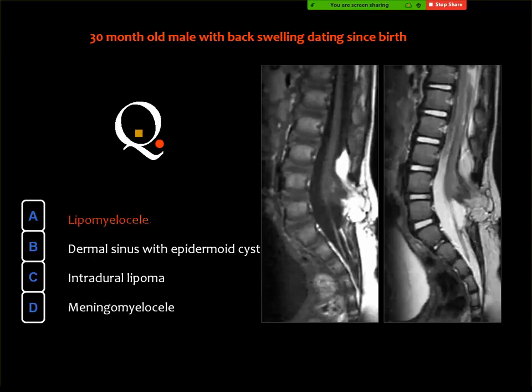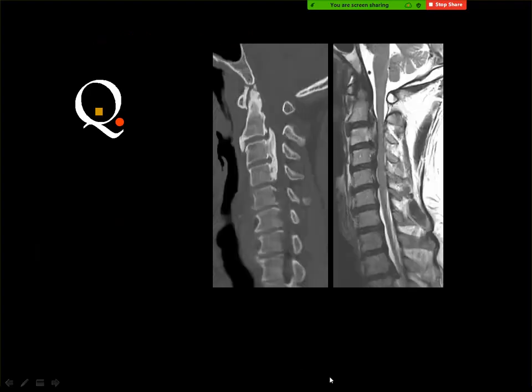Lipomyelocele. Yes, this is a lipomyelocele because the fat in the subcutaneous space is continuous with the fat inside the spinal canal, and the fat inside the spinal canal is attached to the cord. Next case.